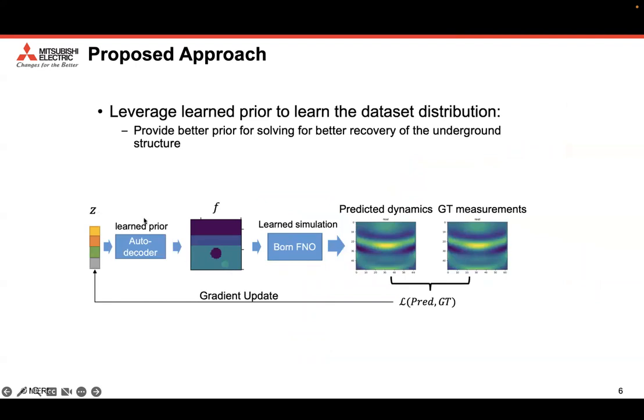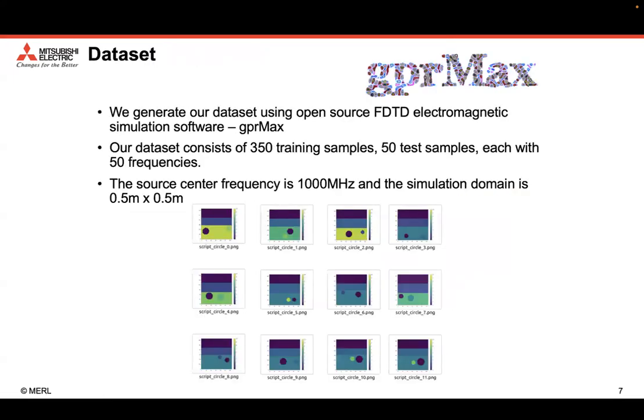Then we also employ an autoencoder to learn a prior distribution on the images that we want to reconstruct, and then solve for the latent space variables of the autoencoder that can generate a material permittivity f which, once it interacts with the incident wave field that we know, should predict the total wave field at the sampled locations. And so this is the setting that we generate.